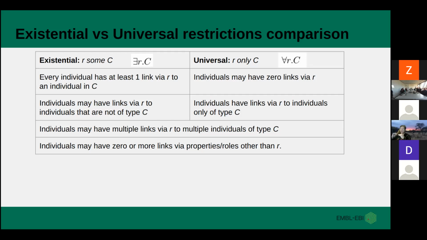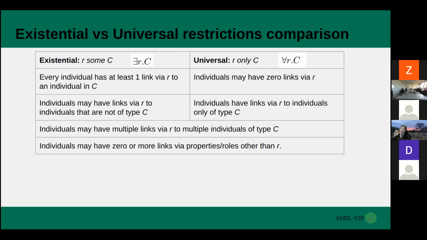Then in terms of things where they are similar, individuals may have multiple links via R to multiple individuals of type C. So there's no limit on the amount of R links to C that they can have. That can potentially even be infinite. And then the individuals may have 0 or more links via properties or roles other than R.